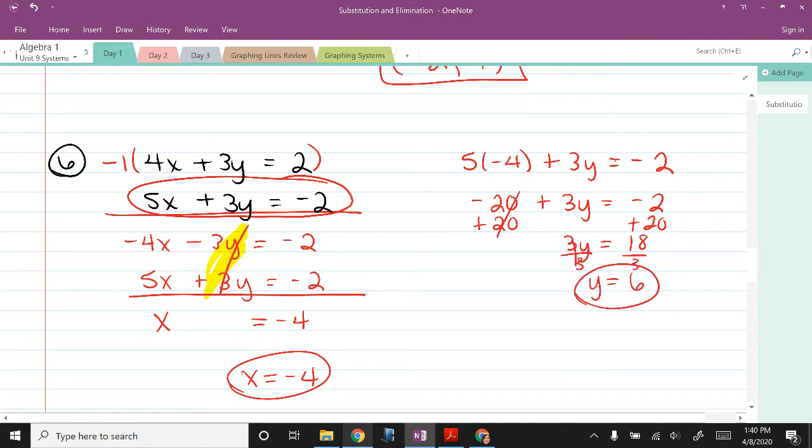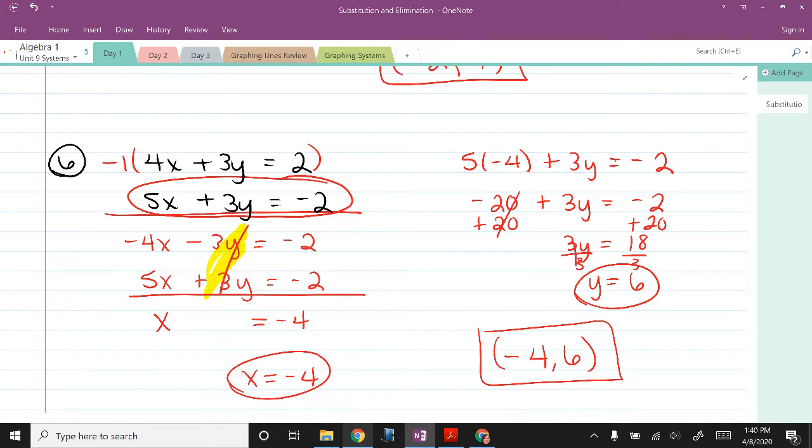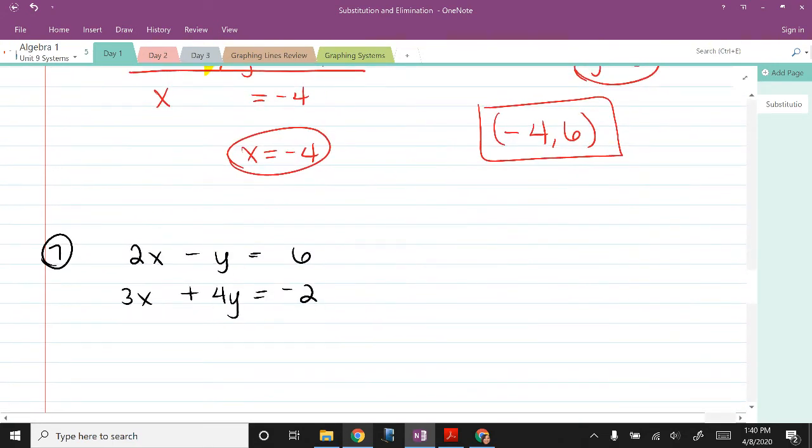So y equals 6, and put them together in an ordered pair. I have the ordered pair -4, 6. So if I were to be graphing these two equations, I put them in slope-intercept form and graphed them on the line, which you could totally do, they would cross at the point -4, 6. So even though we're doing elimination, it still ties back into graphing because these are linear equations. Just a little tidbit of extra information.